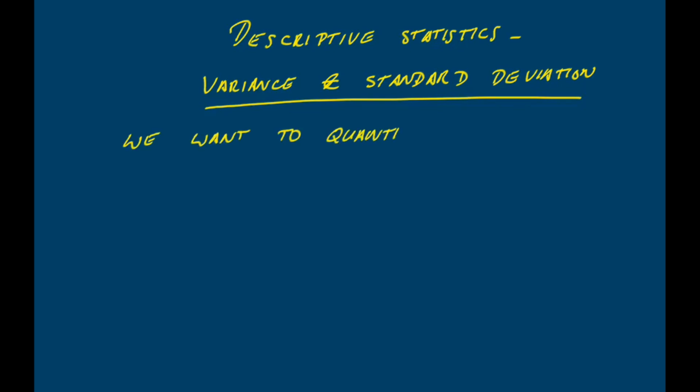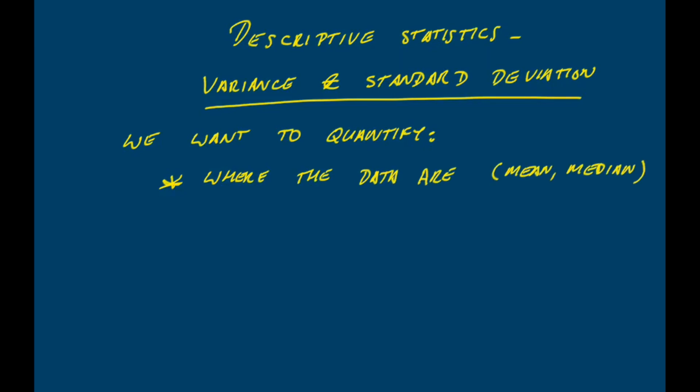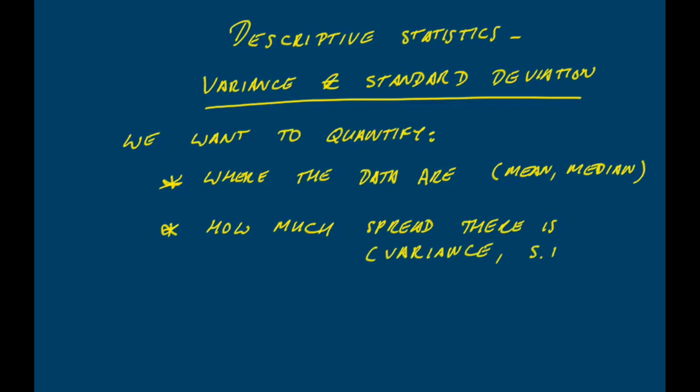Just to remind you what it is we want to do when we're calculating descriptive statistics for our data, we want to be able to quantify first of all where the data are on the number line, and we would use statistics like the mean and the median to do that. But secondly, we want to quantify how much spread there is in the data, how dispersed they are around any central tendency. And to do this, we use statistics like the variance, the standard deviation, or the interquartile range. And in this video, we're just talking about the variance and the standard deviation. And I'm going to quickly talk you through how we can calculate these two important values.